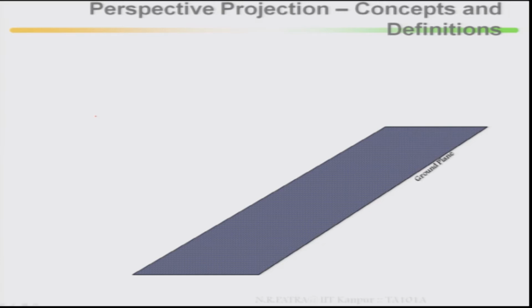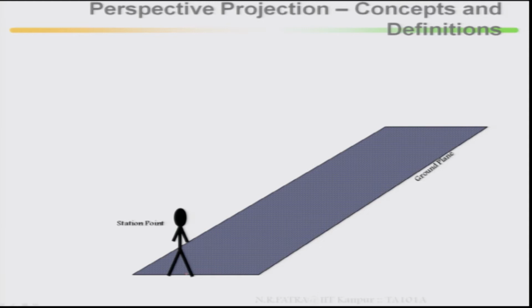Now, concepts and definitions, to understand what you mean by perspective view. This is the ground plane. Ground means where I am standing. If I am standing here, I can define this as the ground plane. This is the station point. Station point means where you are standing and looking at the object.